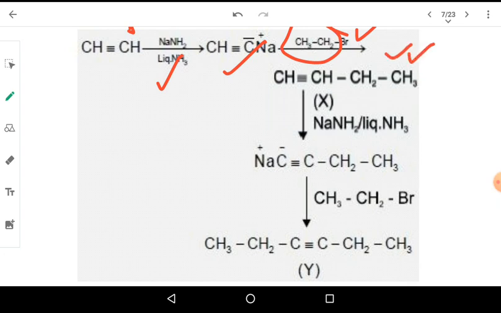Now we are going to carry out the reaction with NaNH2 again. So sodium is substituted on the other side, that is this side. And now again we are adding CH3CH2Br, so that is getting substituted in the place of sodium. So this is the final product that we are getting. Easy question.